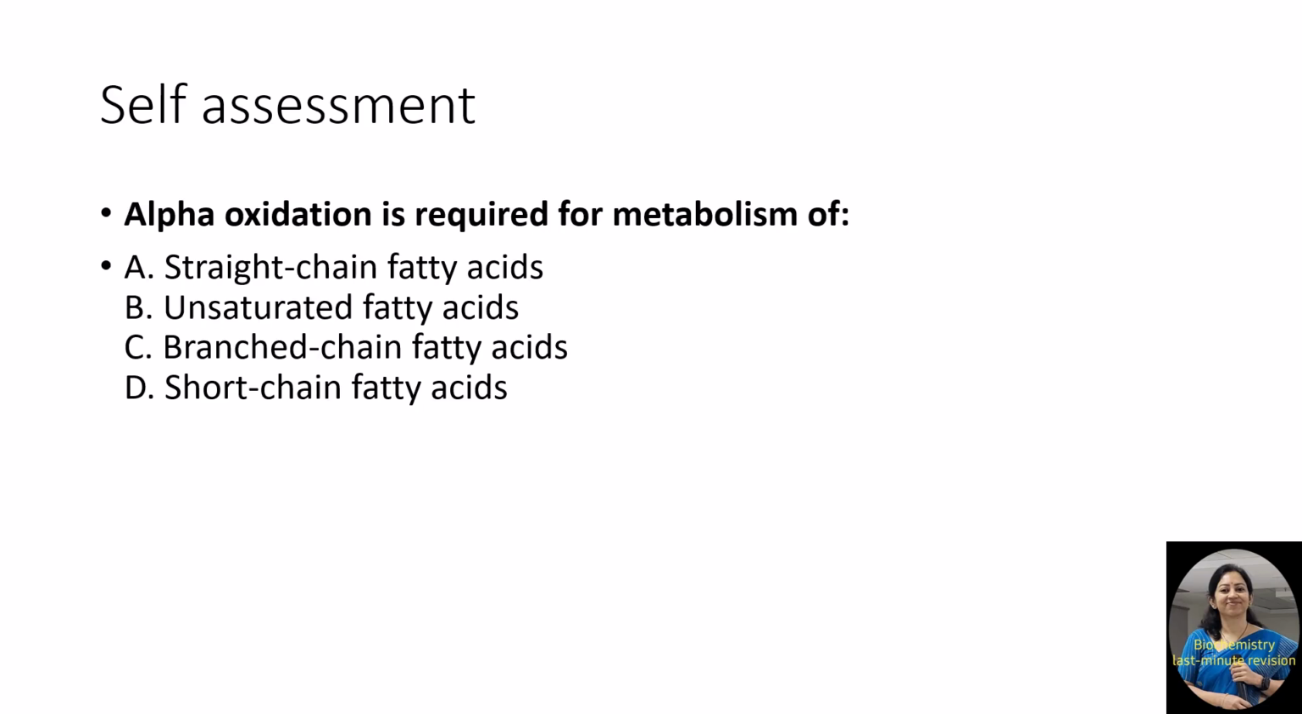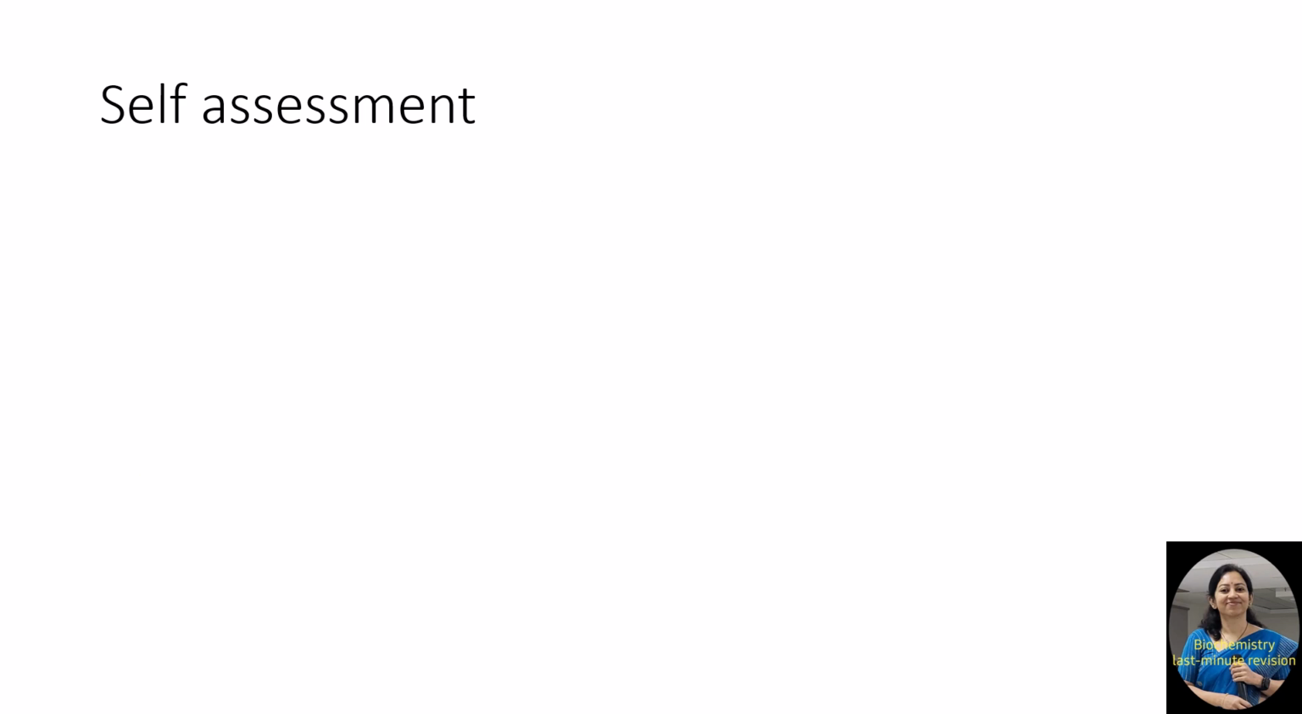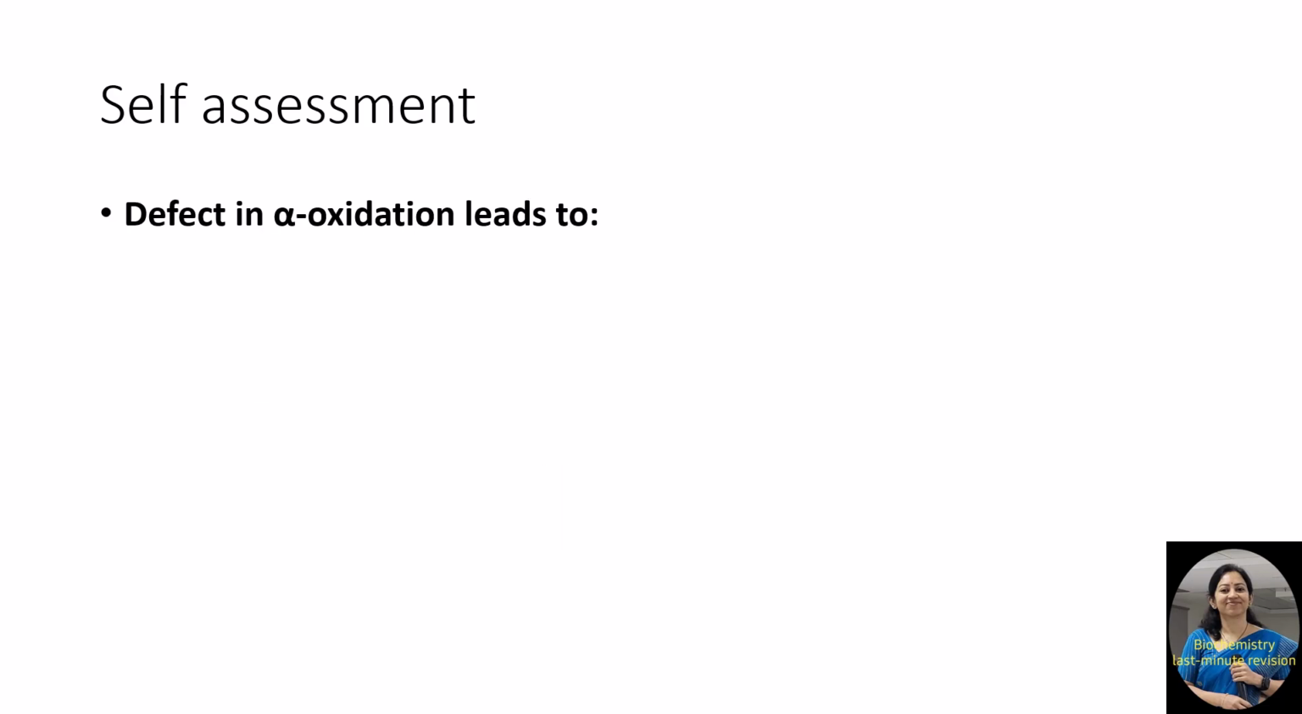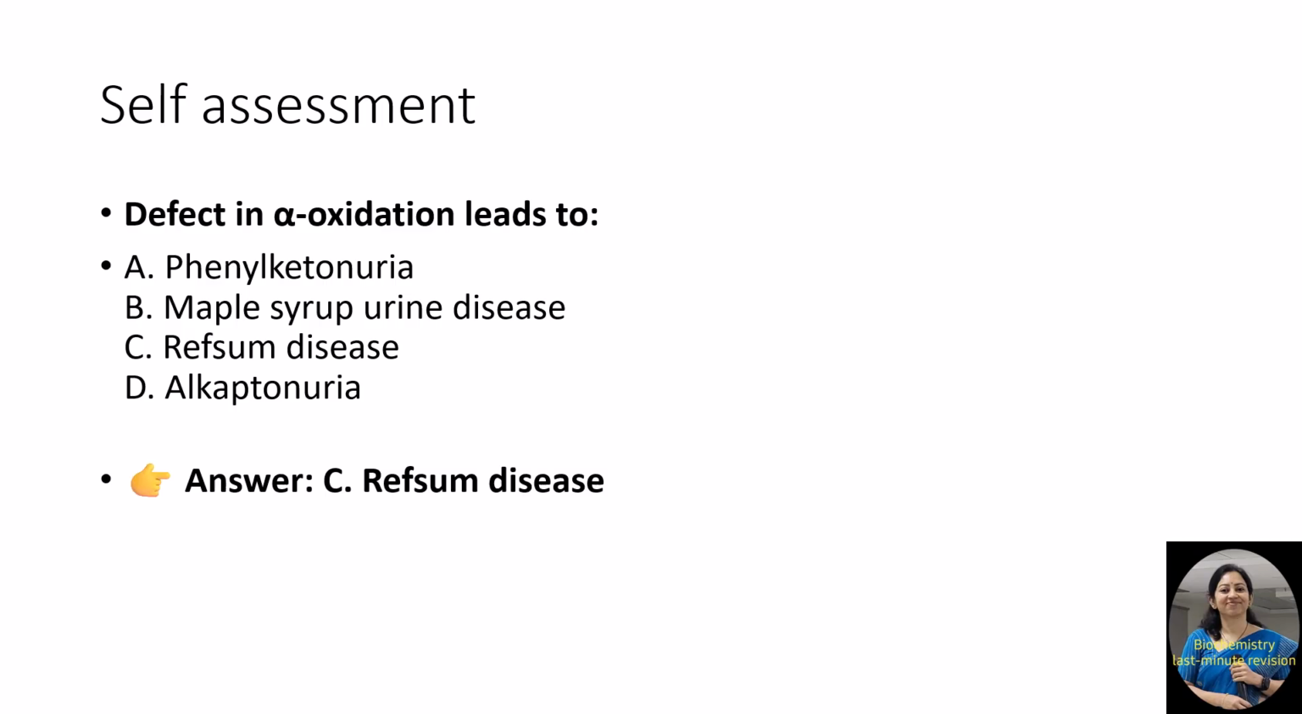Alpha oxidation is required for the metabolism of branched chain fatty acid, mainly phytanic acid, which is present in milk. The classic substrate for alpha oxidation is phytanic acid, and hence these children should avoid consumption of it. Defect in alpha oxidation leads to which disease? Refsum's disease, characterized by retinitis pigmentosa, where the retinal degeneration occurs and vision is affected. Ataxia, cerebellar ataxia, where the coordination of the muscles and gait is altered, and also polyneuropathy, malfunctioning of multiple nerves inside the child's body.